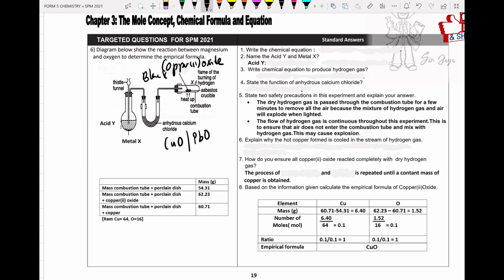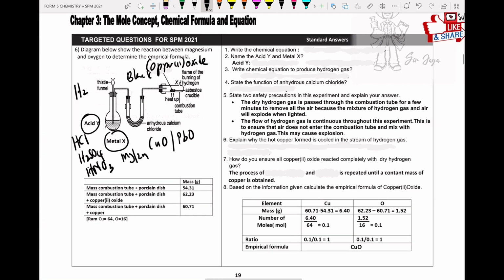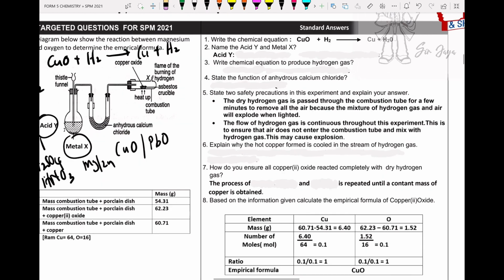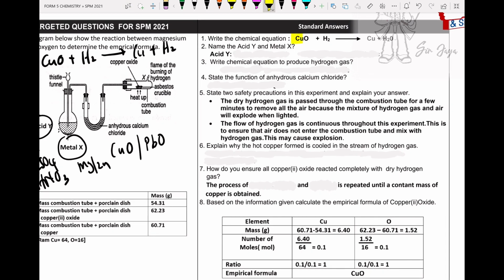In this reaction, we need acid and metal to produce hydrogen gas. For the acid, we can use sulfuric acid, hydrochloric acid or nitric acid. For the metal, please use an active metal like magnesium or zinc. Now write down the chemical equation. The copper(II) oxide will react with dry hydrogen gas to produce copper and water. So the equation will be like this: copper(II) oxide reacts with dry hydrogen to produce copper plus water.